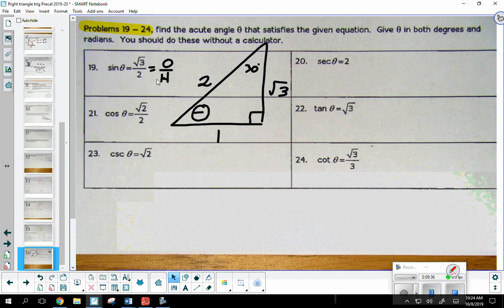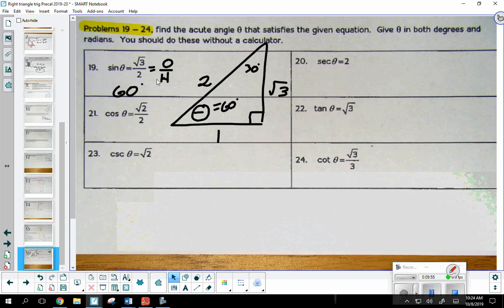Remember, the smallest angle is always across from the shortest side. One's the shortest length. So if this one's the 30, then the angle I'm looking for has to be 60. Okay, so that's how you'd want to do these without the calculator.